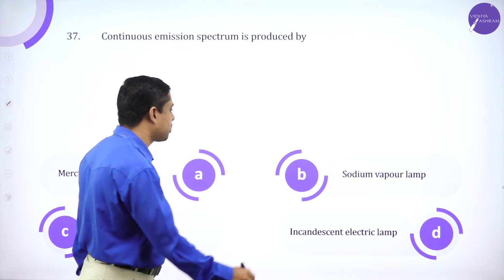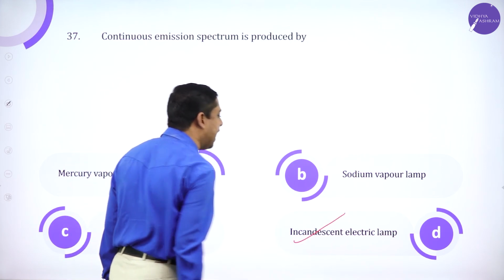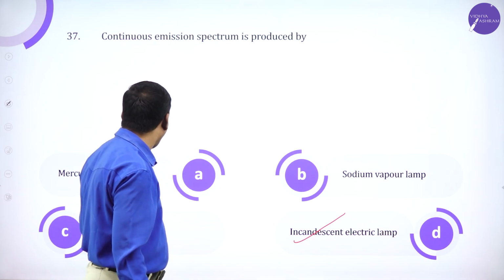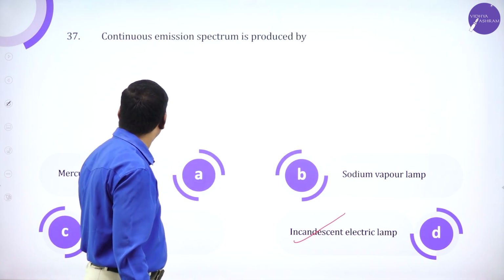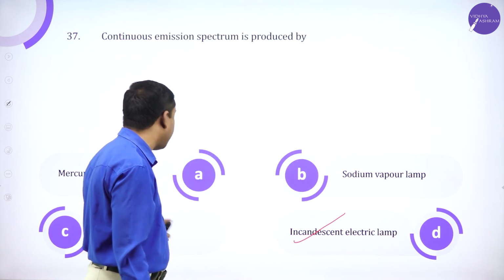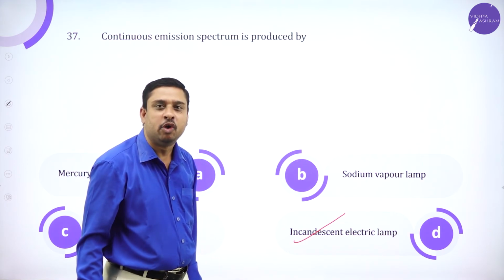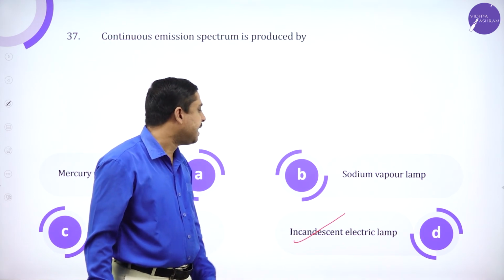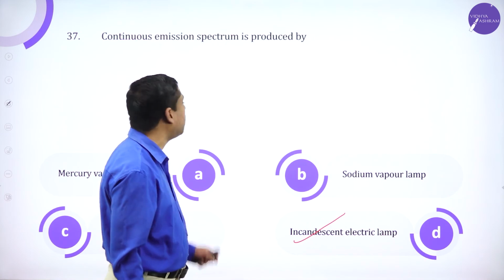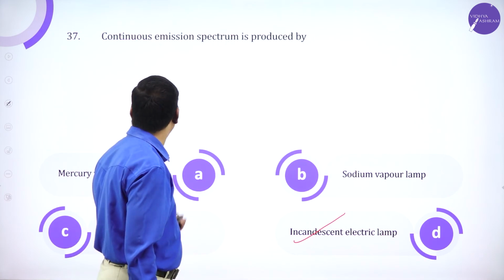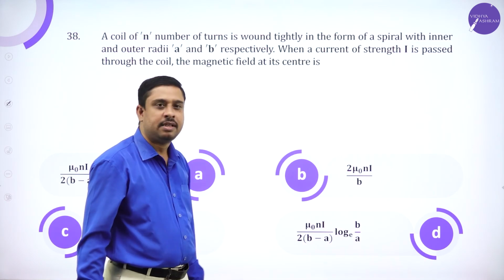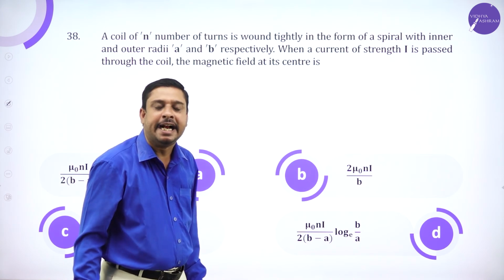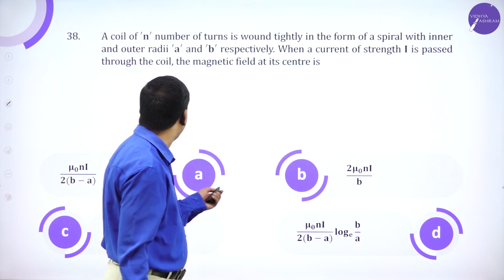Continuous emission spectrum is produced by incandescent electric lamp. All other three, mercury vapor, sodium vapor, sun, will produce band absorption spectrum. Incandescent electric light will produce continuous emission spectrum. This one goes for a toss. Clinically, the data is not sufficient to move.